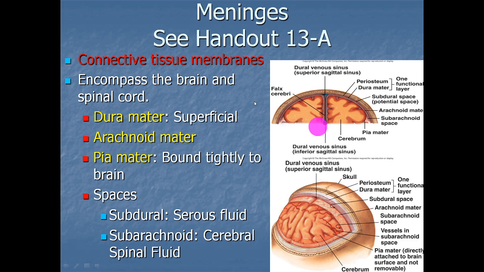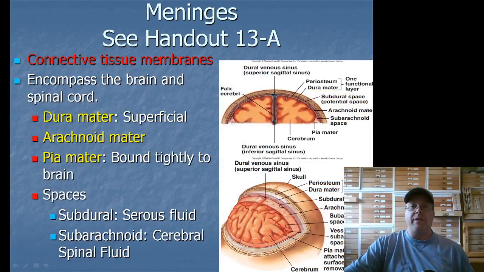We do have some other structures, like right down that longitudinal fissure. We have what's called the sagittal sinus. There's a little gap where there's more space in there where the cerebral spinal fluid can flow. Okay, so that is handout 13A for chapter 14.